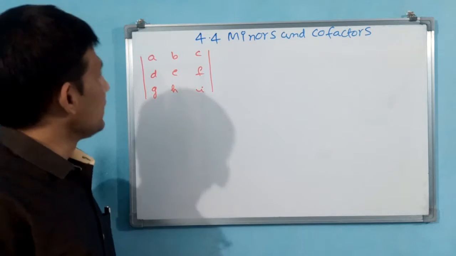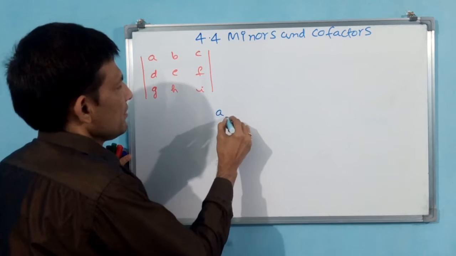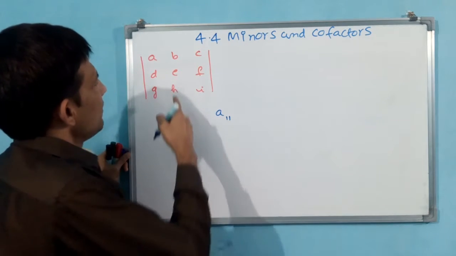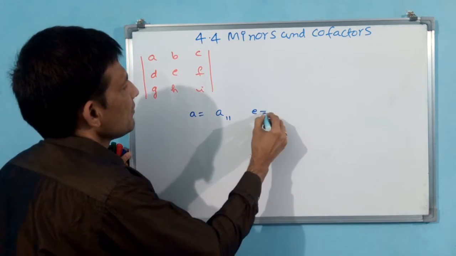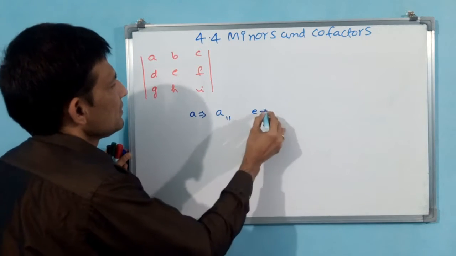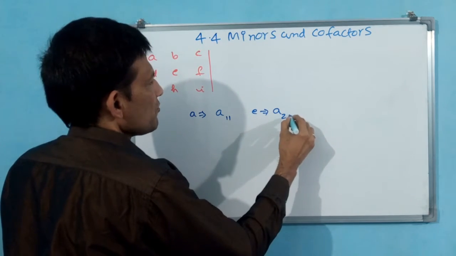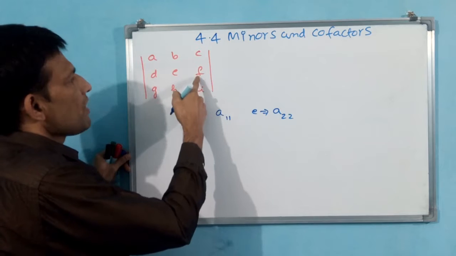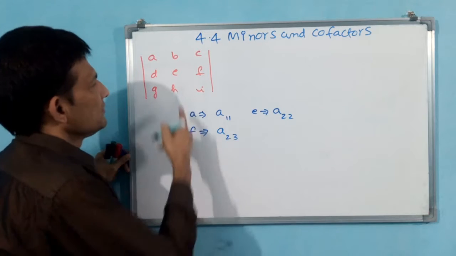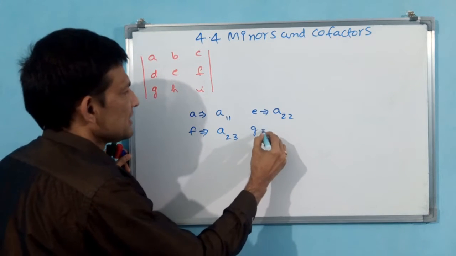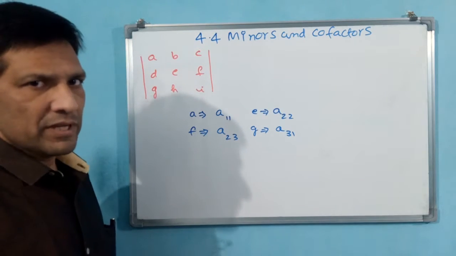Now you see here, element A has the notation A11. And what about element E? E is in the second row, second column, say A22. What about F? Second row, third column, A23. What about G? Third row, first column, A31. These are the notations.